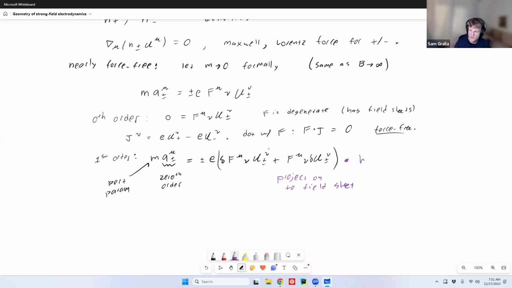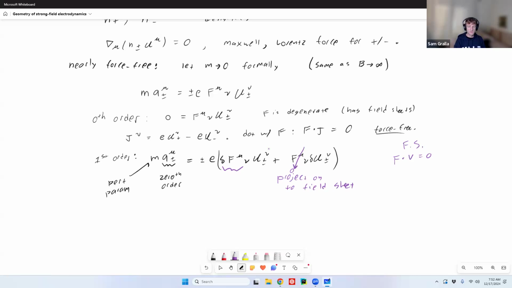Let me not introduce the field sheet metric. Just imagine projecting. What's going to happen when we do that is this term is going to go away, because if you remember, the field sheet is the set of vectors where f dot v equals 0. So that's great because it decouples the first order equation.